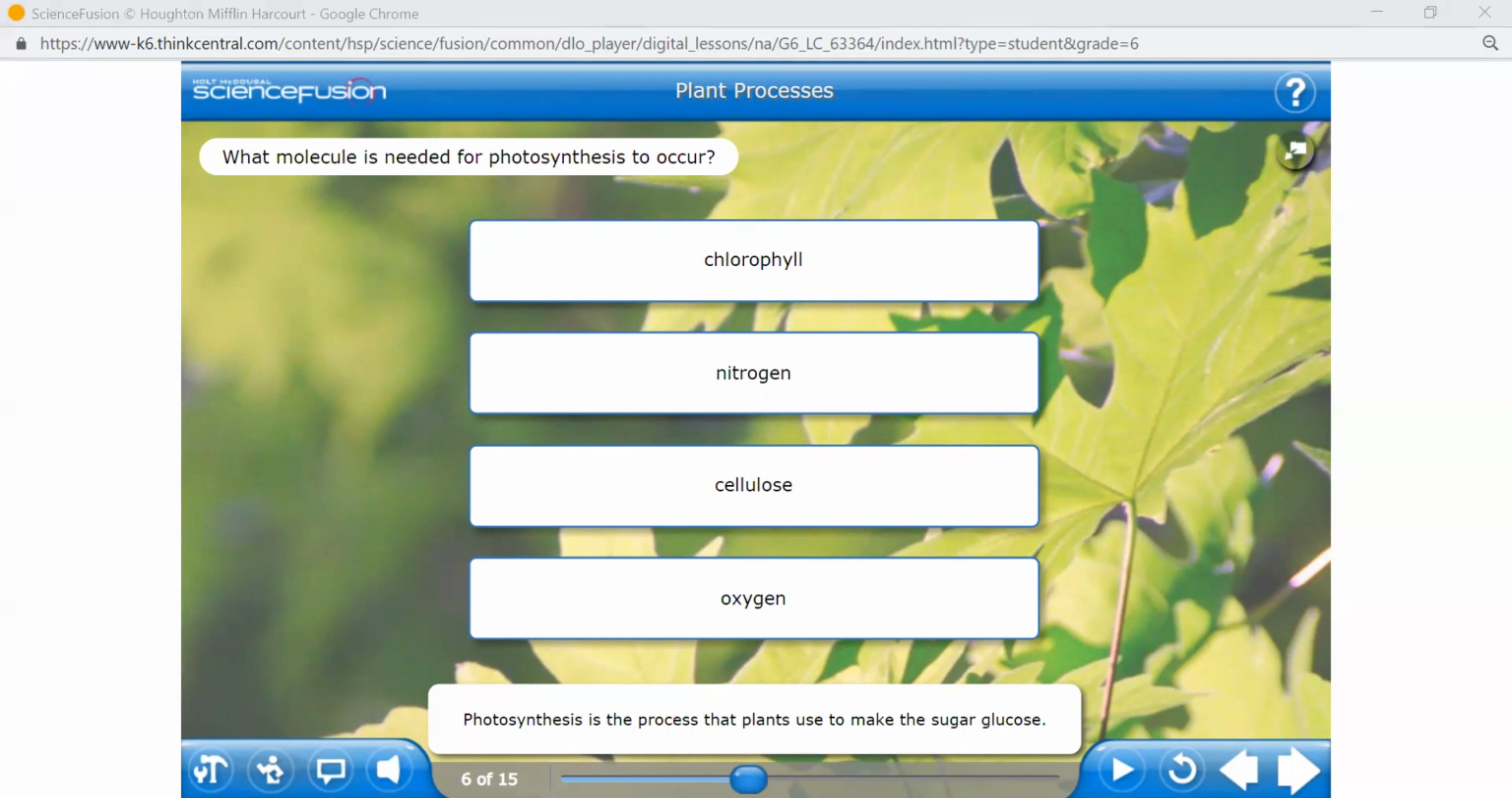Malak. Okay, Wateen. Yeah, Wateen, miss. What is needed to make food, photosynthesis? Chlorophyll, nitrogen, cellulose, or oxygen? What is needed? Nitrogen. No, my dear. Why are you confused?